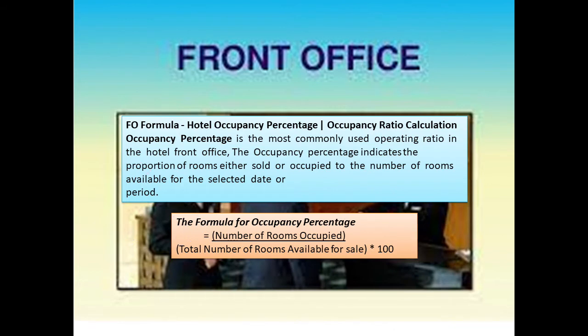And now for our FO formula, hotel occupancy percentage or occupancy ratio calculation. Occupancy percentage is the most commonly used operating ratio in the hotel front office. The occupancy percentage indicates the proportion of rooms either sold or occupied to the number of rooms available for the selected date or period. The formula for occupancy percentage is equal to the number of rooms occupied over the total number of rooms available for sale multiplied by 100.